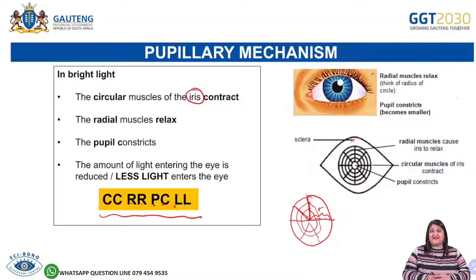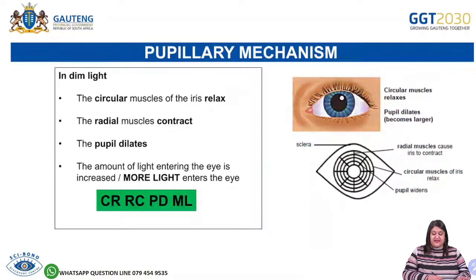So the opposite of this is dim light, the pupillary mechanism in dim light. And here you can see what's different is now the circular muscles are relaxing, the radial muscles are contracting, and when it does that, it causes the pupil to become larger, or it widens, it dilates, and then we have more light entering the eye. So in this instance, we have the circular muscles of the iris relax, the radial muscles contract, the pupil dilates, and the amount of light entering the eye is increased. And here we have a mnemonic for that.